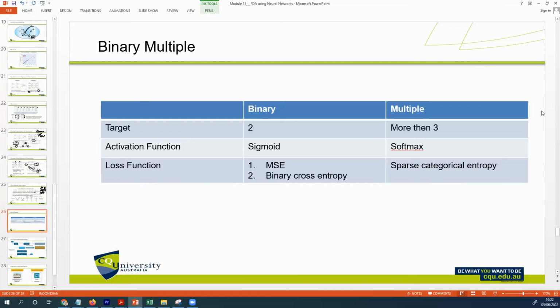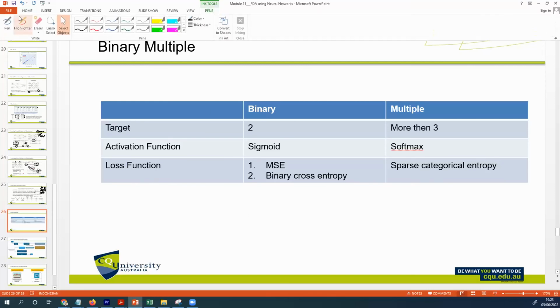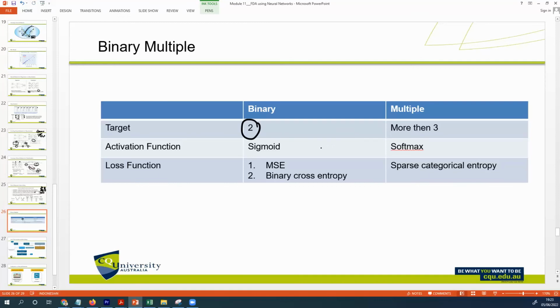In neural networks for classification, when you only have two targets, you can use sigmoid. But if there are more than two, meaning three and above, you need to use softmax. For the loss function, in binary you use mean square error or binary cross entropy, while for three and above you need to use sparse categorical cross entropy in Python.